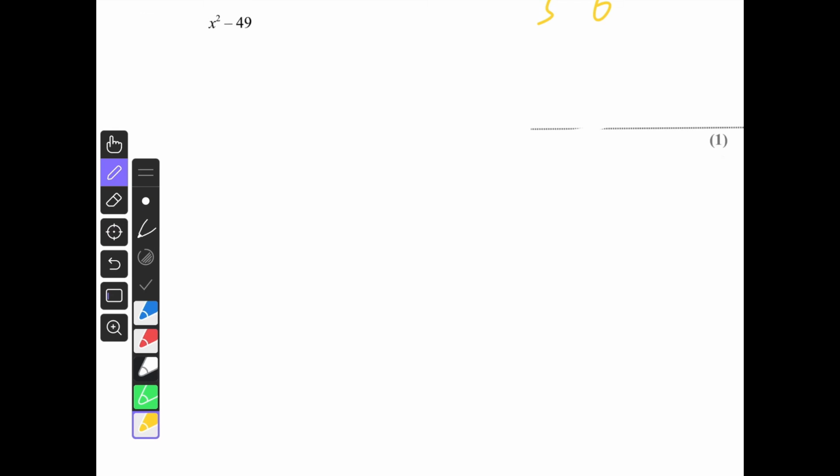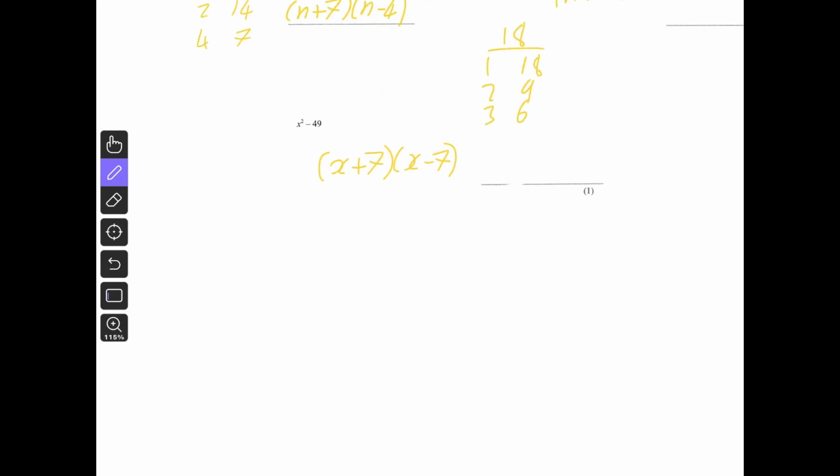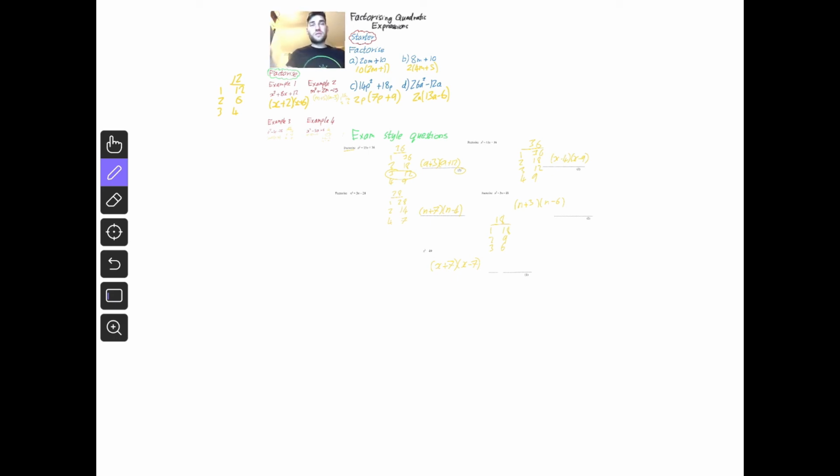And for this one, knowing your square numbers helps, and it is 7. So x plus 7, and then x minus 7. Because 7 subtract 7 would be 0, and 7 multiplied by minus 7 would give you minus 49. Okay, so this is factorising quadratic expressions, okay?